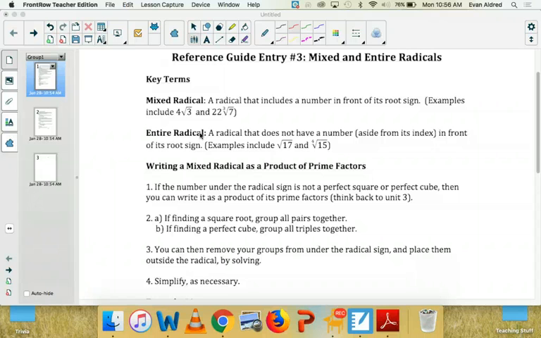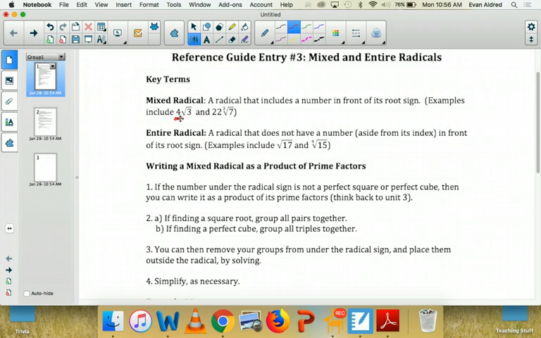Now, a mixed radical is a radical that includes a number in front of its radical or its root sign. So for example, something like 4 root 3 and something like 2 cubed root 7. Those are examples of mixed radicals. And you haven't seen any of those before. I mean, you may have seen a couple of examples in the textbook, but we haven't analyzed how we go about determining where that number in front of the radical sign comes from.